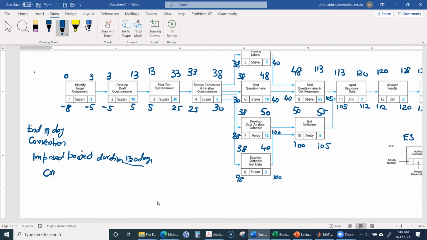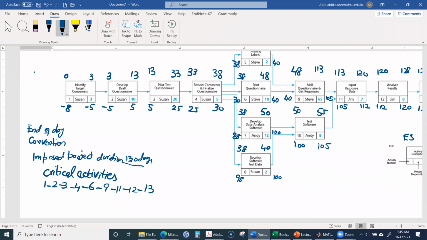So in this case, the critical activities are activity 1, 2, 3, 4, 6, 9, 11, 12, and 13. So these are the critical activities.